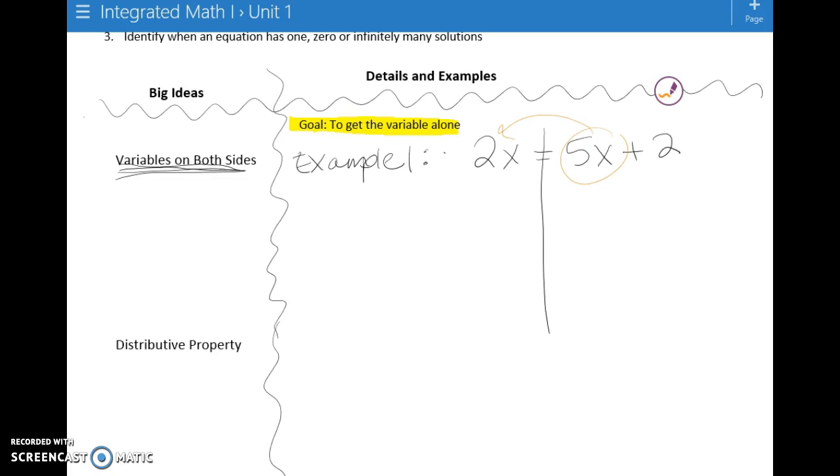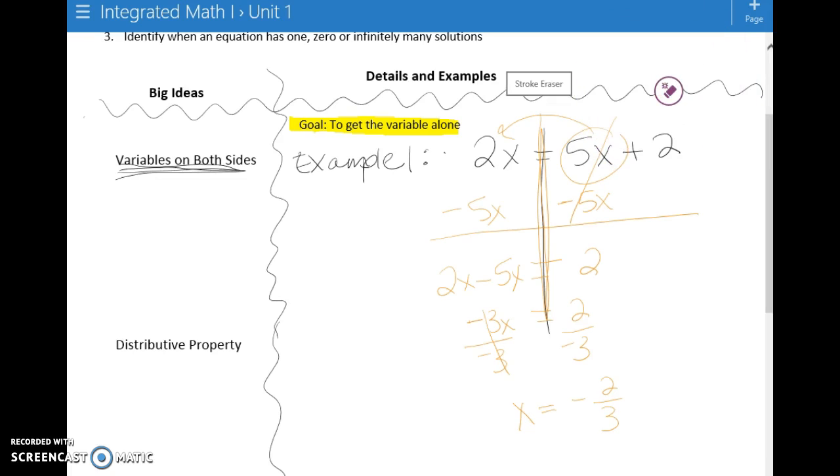Well, since I'm moving across the equal sign, to the opposite side of the equal sign, I'm going to do the opposite. So this is a positive 5x. I'm going to subtract 5x on both sides, using the addition property of equality. Well, 5x minus 5x is 0, so that goes away. So I get 2x minus 5x equals 2. Well, 2x minus 5x is negative 3x. So negative 3x equals 2. And then to get x alone, I'm going to divide by negative 3. So x equals negative 2/3.